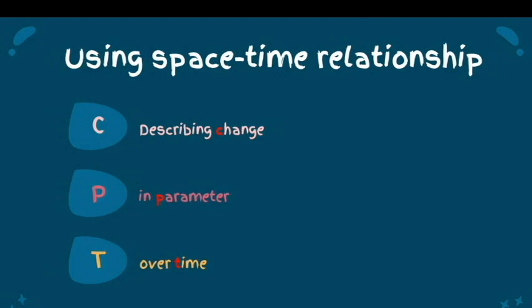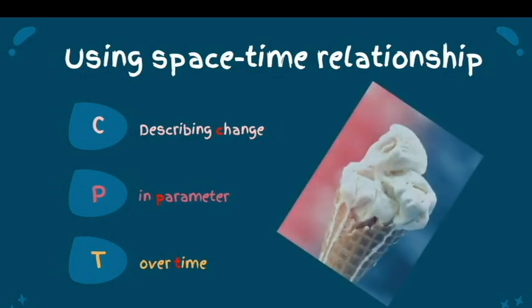Okay, remember this, CPT. Using space-time relationship means you need to describe change, C, in parameter, P, over time, T. Okay, describe the change that you see. Okay, a parameter is something that you can actually observe the change of over time. Okay, I'm going to give a very simple example. Okay, let's look at this. It's a video of melting ice cream.